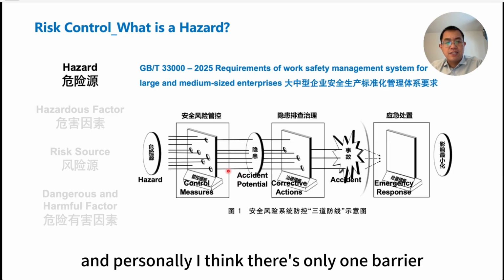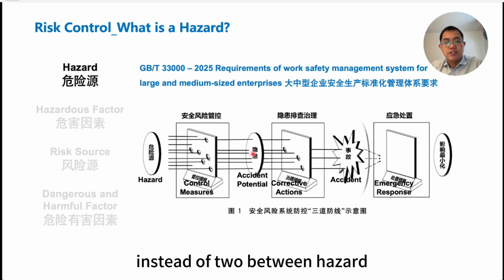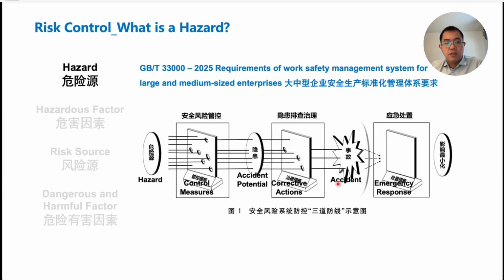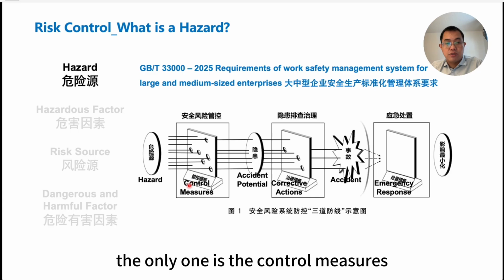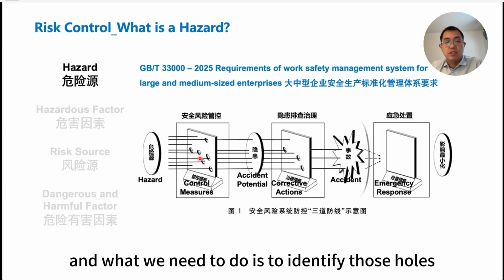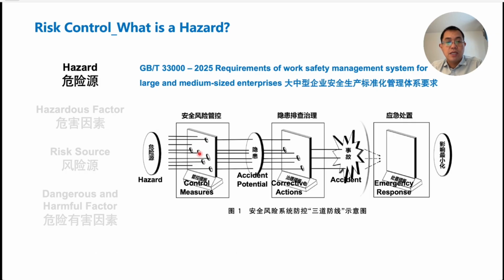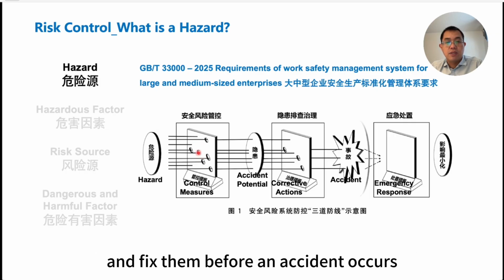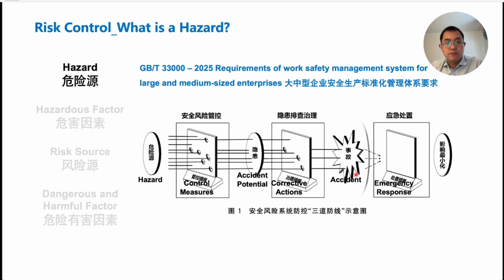And personally, I think there's only one barrier instead of two between hazard and accident. The only one is the control measures. And the accident potentials are those holes in the barrier. What we need to do is to identify those holes and fix them before an accident occurs.